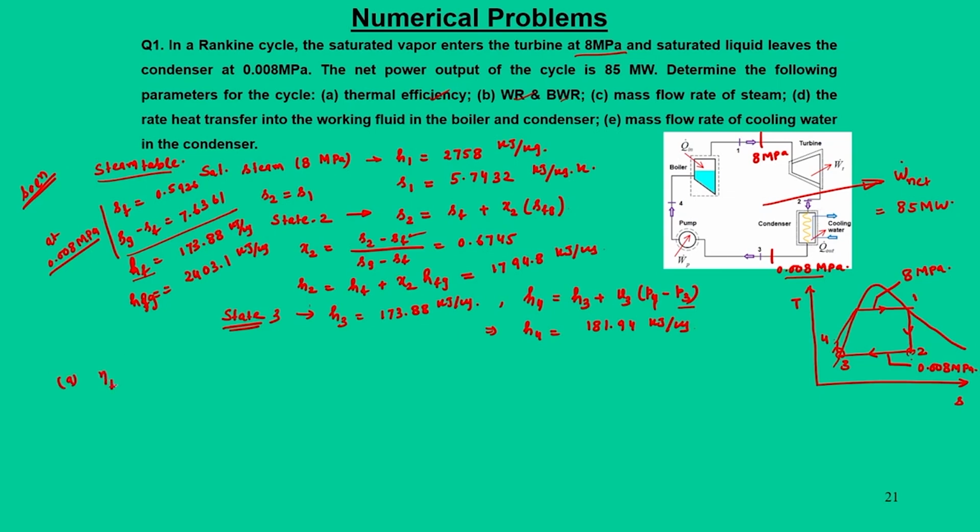Thermal efficiency is W net by Q in, and this information we can write as H1 minus H2 minus H4 minus H3 divided by H1 minus H4. By inserting these numbers, this value is 37%.